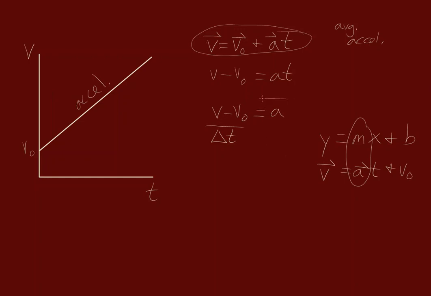And hopefully we can see that by the rearranging of the formula. So if the slope is positive, the acceleration is positive. If the slope is negative, the acceleration is negative. If the slope is constant, then our acceleration is uniform. So we can tell by the shape of a velocity time graph the quantity and the direction of the acceleration.